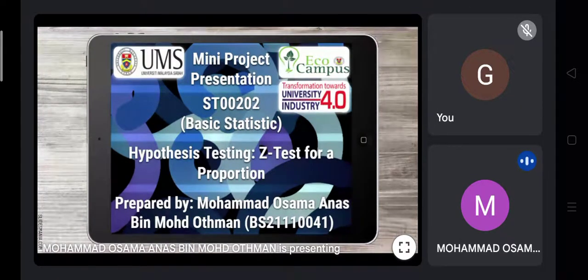Today, both of us will present our findings in this mini project of subject ST00202 Basic Statistic for Semester 1 Session 2021-2022. Before we get started, the flow of our presentation is each of us will show an example of question and explain the solution of it, and then we will move on to the Q&A part.